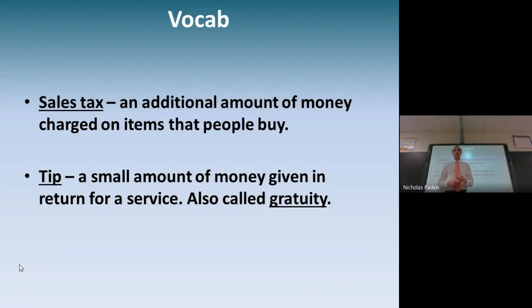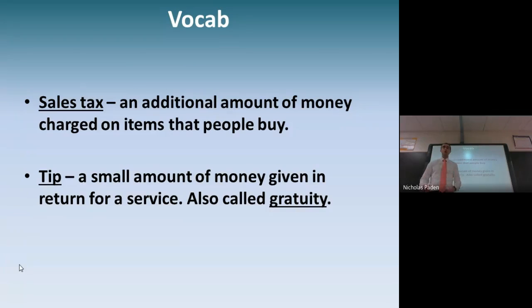And so what that means is whatever percent the sales tax is, whatever item you buy, there is going to be that percent of the amount of money that the item costs added on to the price. And so if you buy something for $1 and the sales tax is 7%, you would pay $1 plus the 7%, and it would be $1.07, because 7% of a dollar is 7 cents. So that's what sales tax is, and that's added on to just about everything that people buy.